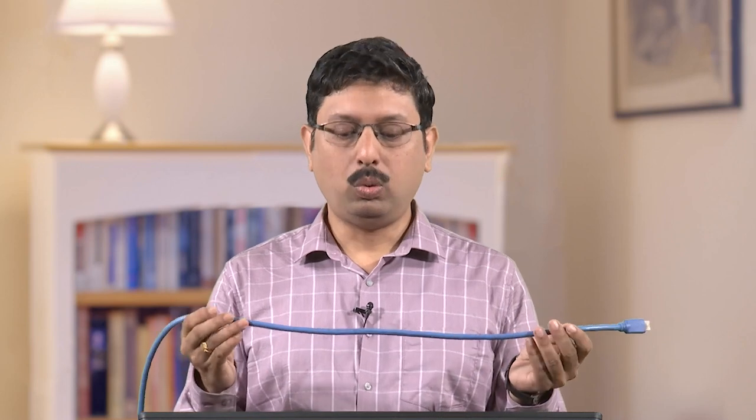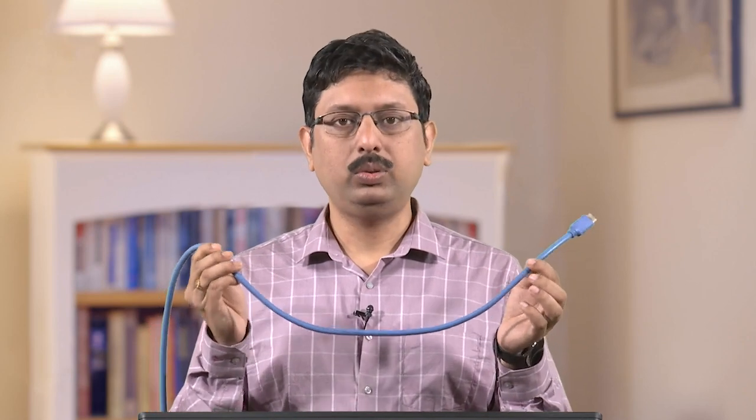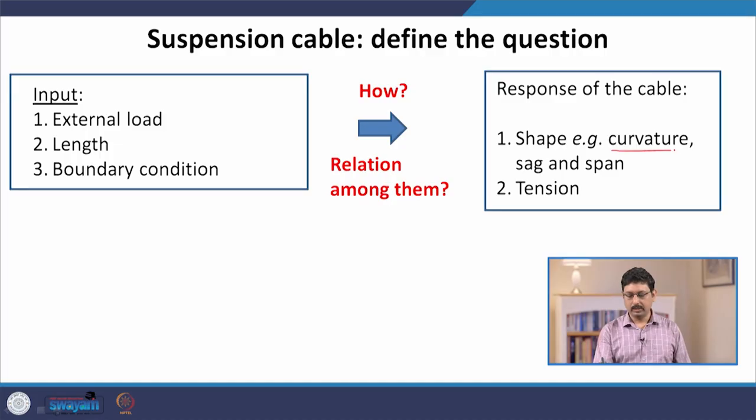And then we are interested to know some simple questions, for example, what is going to be the shape of this rope if it is hanging between two fixed ends. Which means, for example, what will be the curvature; the local curvature determines the shape of the rope, and we will also discuss something called sag and span. The other practical question that may be interesting, especially from an engineering point of view, is what is the tension in the rope.